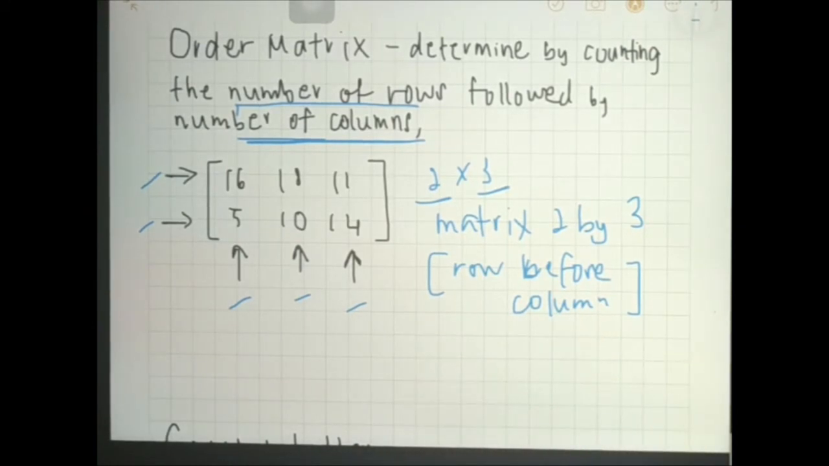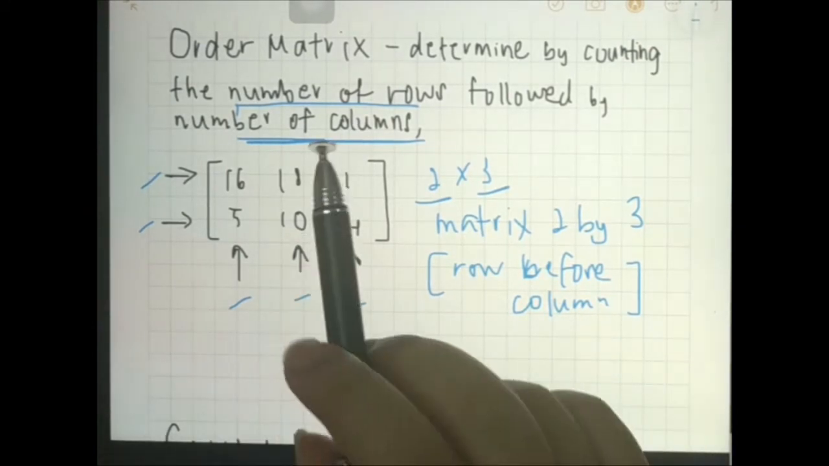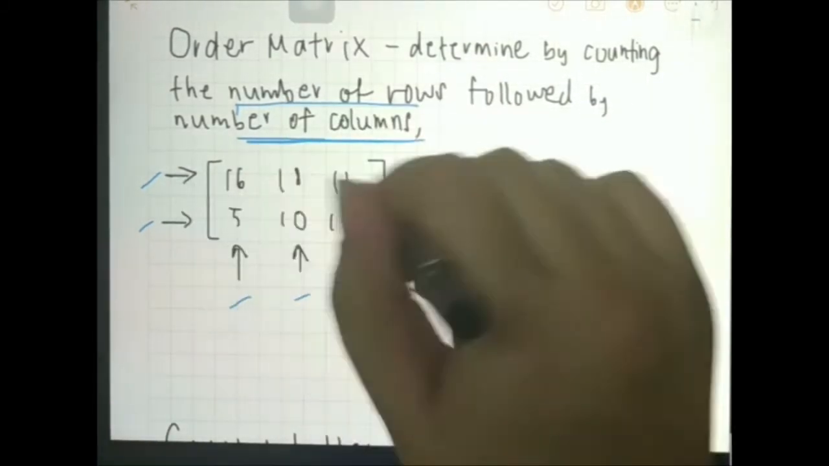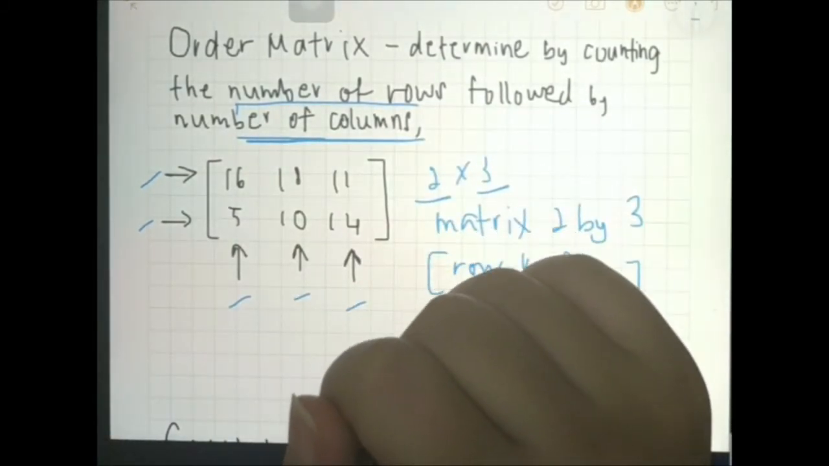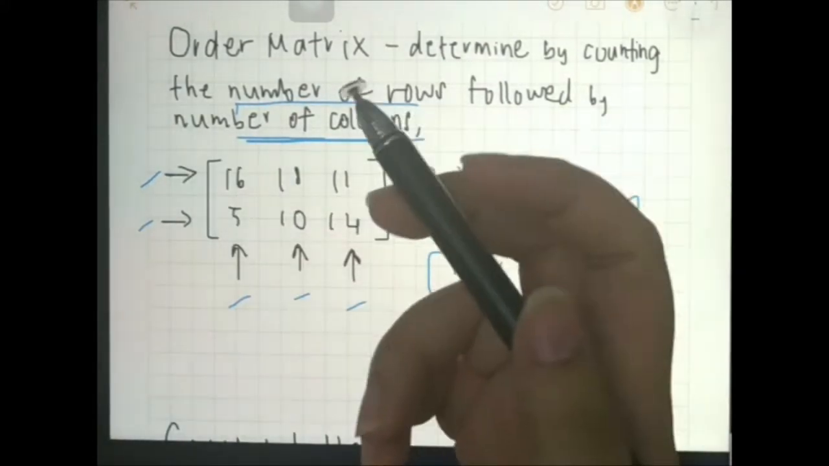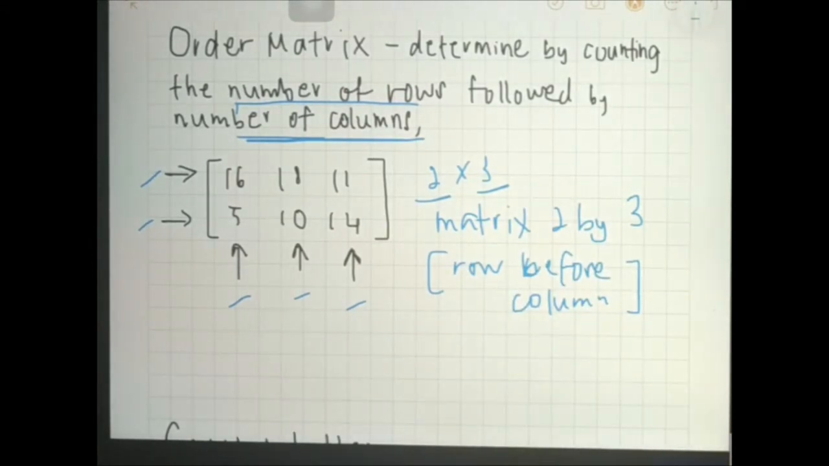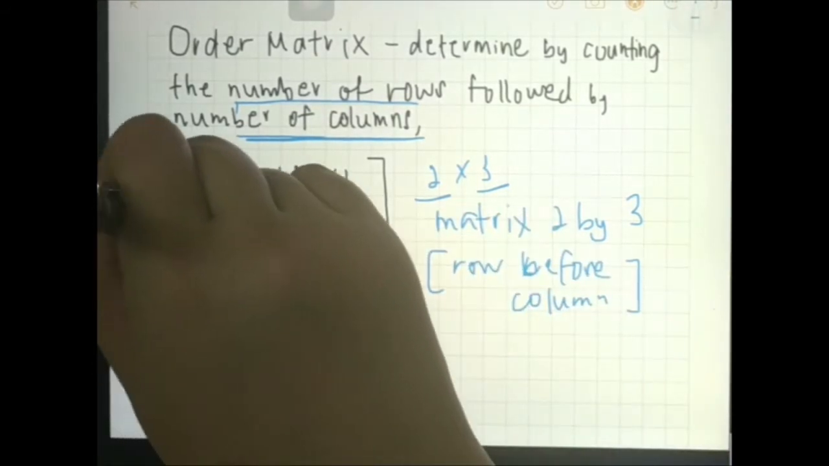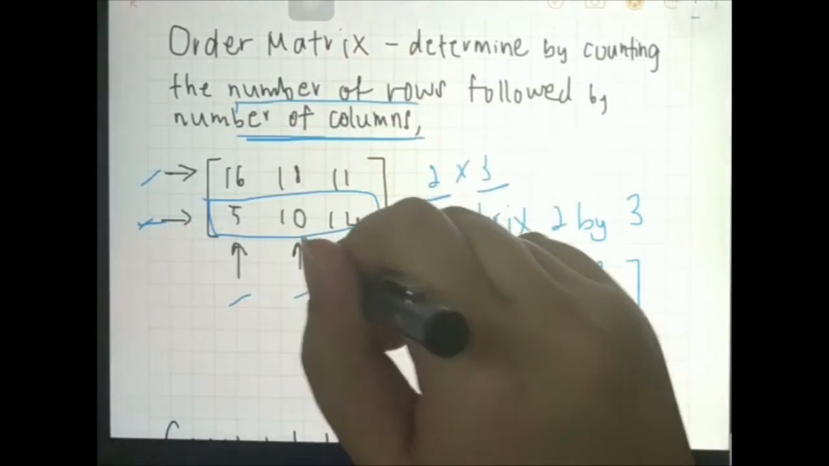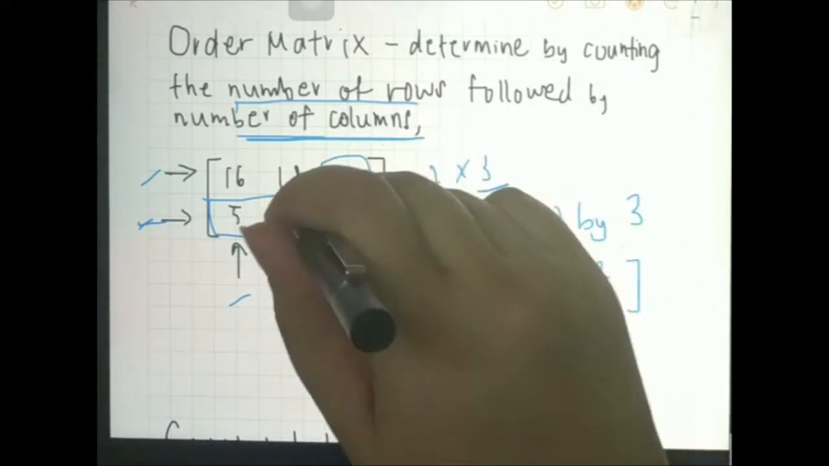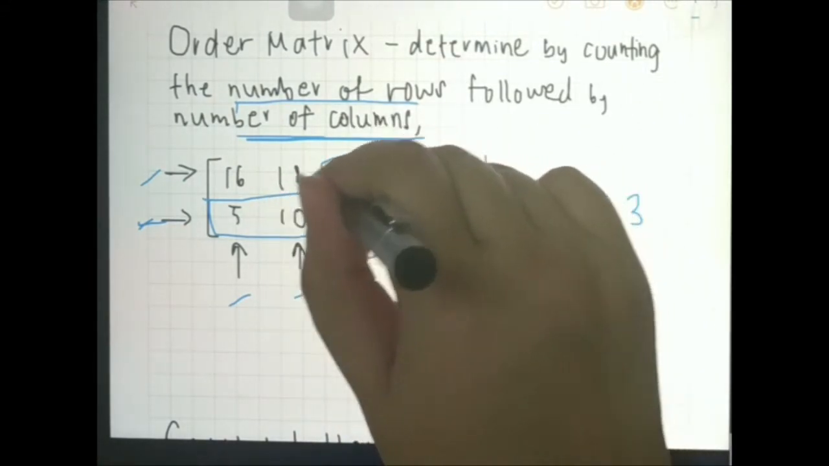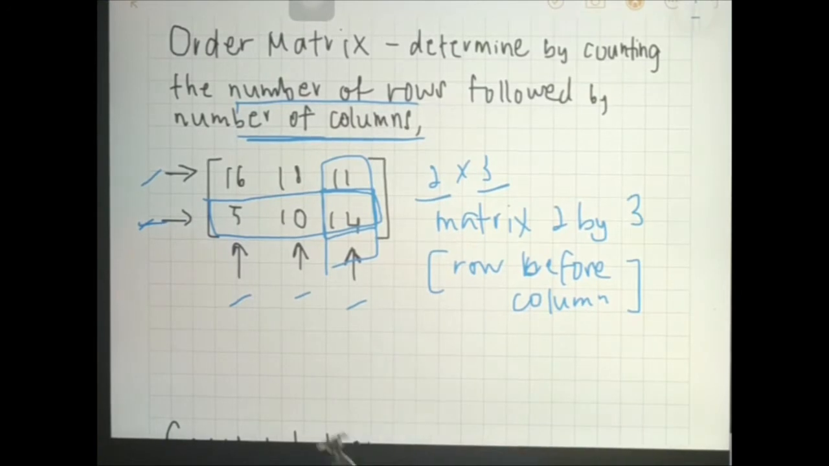Alright. Every number in this matrix is known as an element. Everything in this matrix is known as an element. For example, if I wanted to know the element of the second row and third column, how do I find that? I simply look at the second row here, and then the third column. Do you see that this one overlaps with the 2? So when I look at the second row and third column, the element is 14.